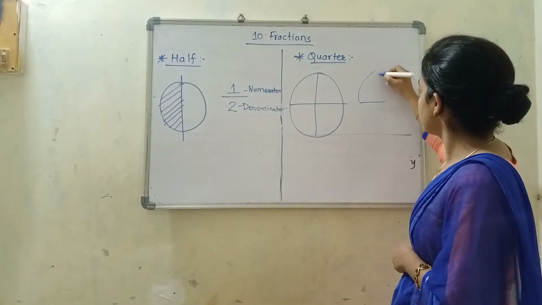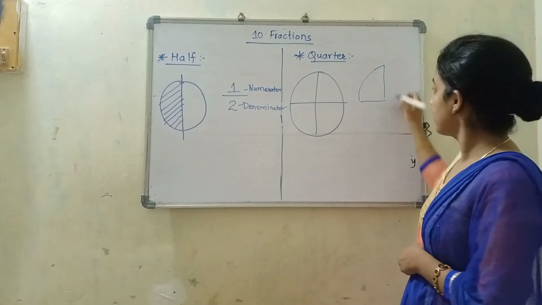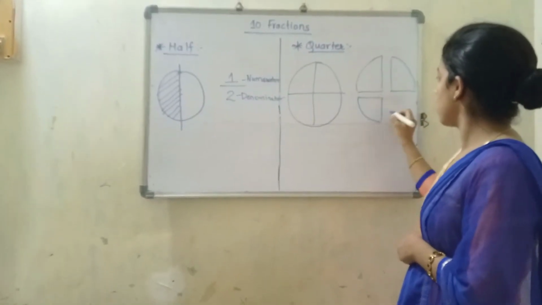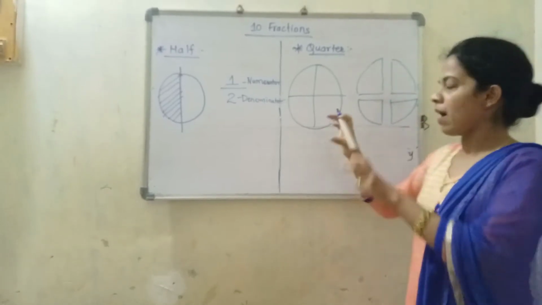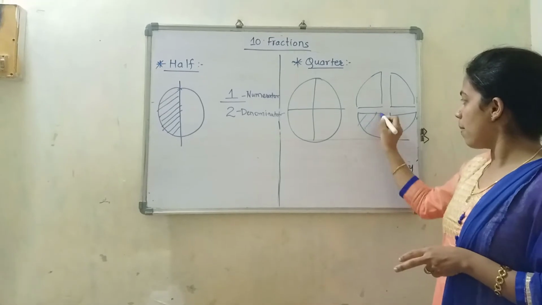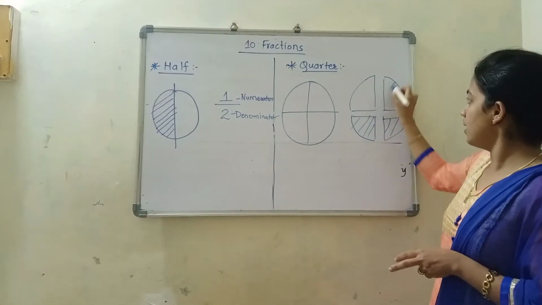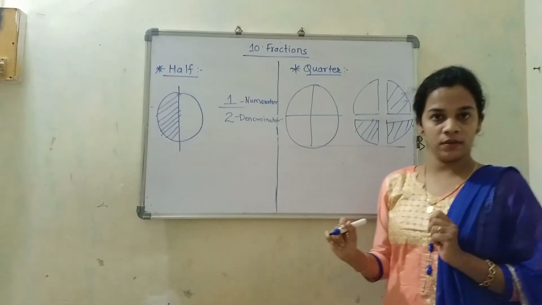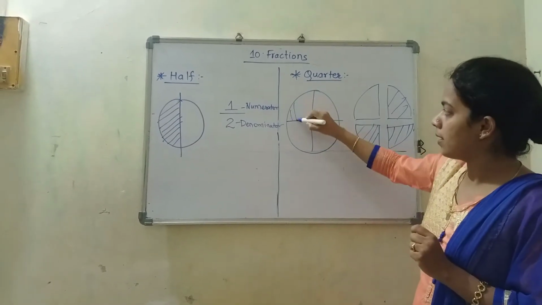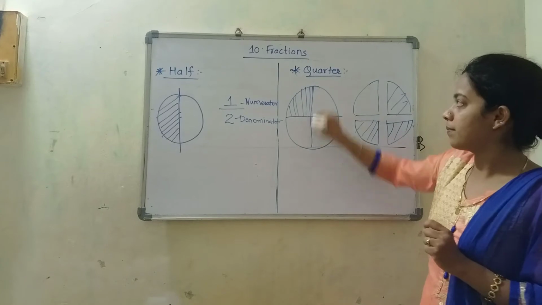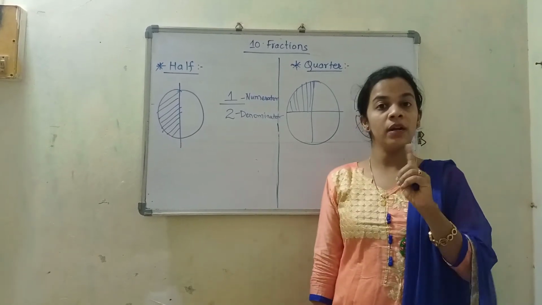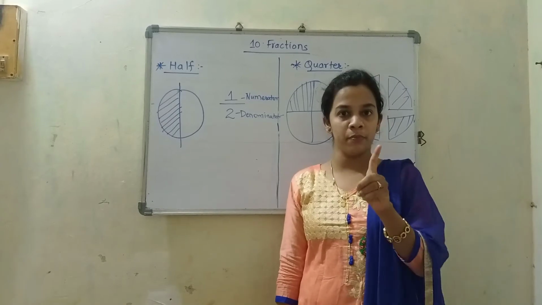You can separate this out. This is one part, this is another part of it, this is another part of it, and this is another part of it. I have just separated out all four parts. So this separated part which you can see is said to be a quarter. Now if I ask you, in this diagram, if I have shaded this one part, in total how many parts are there? 4. From that, how many parts are shaded? Only one part is shaded.